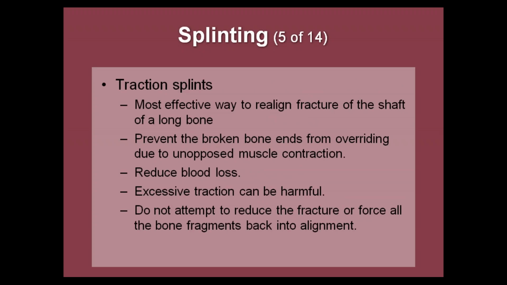Traction splints are the most effective way to realign a fracture of the shaft of the long bone. You want to prevent the broken bone ends from overriding due to unopposed muscle contraction. Otherwise it could cause continued damage. You can start chipping away bone, cutting vessels, things like that.